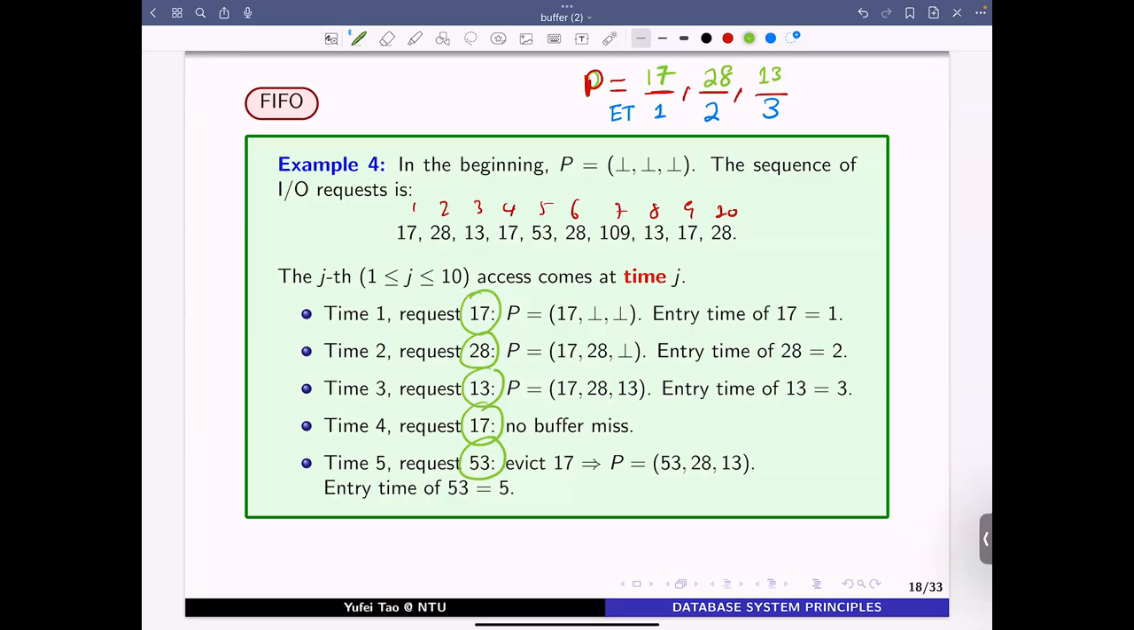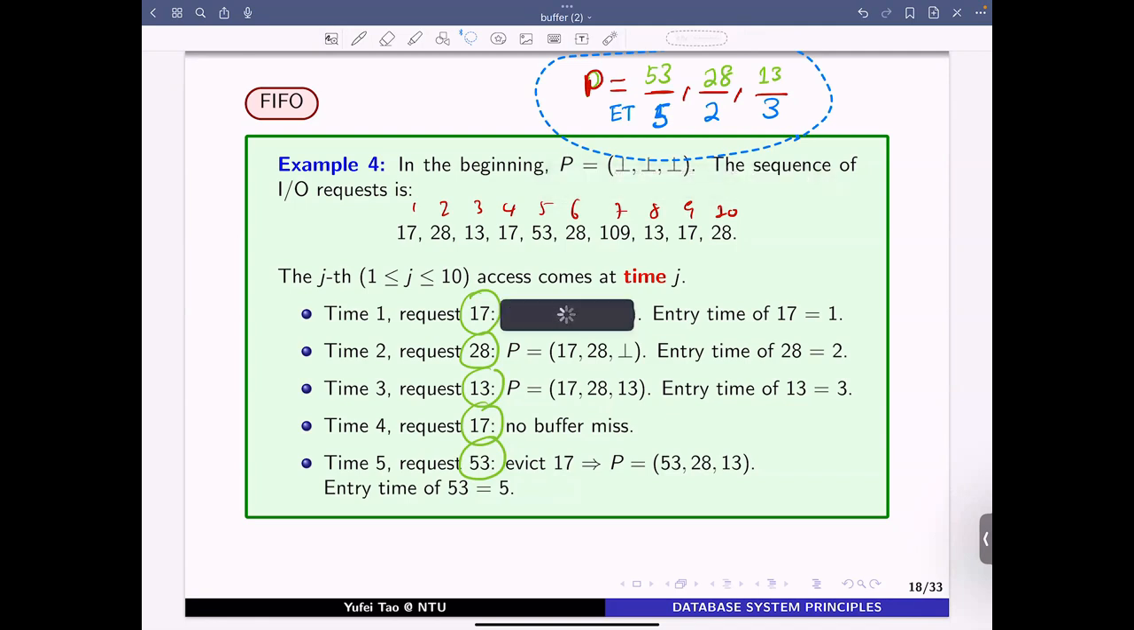You can see the entry times here, 1, 2, 3, right? So 17 is the block that arrived the longest time ago. So we evict the block with the smallest entry time, the oldest. So this guy's out. Now we've got 53 in. What's the entry time of 53? That is 5. Very nice.